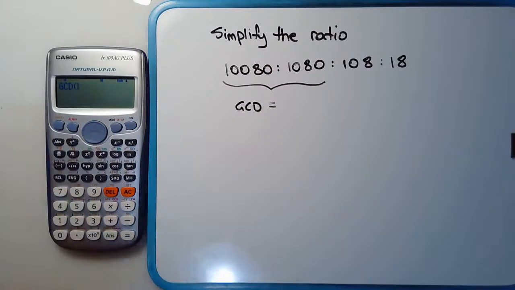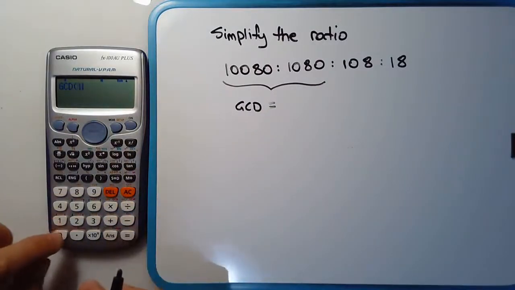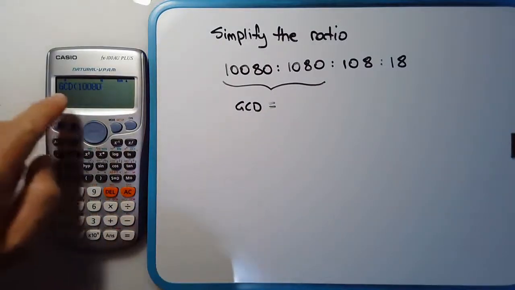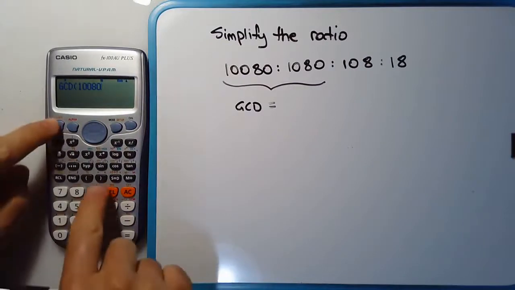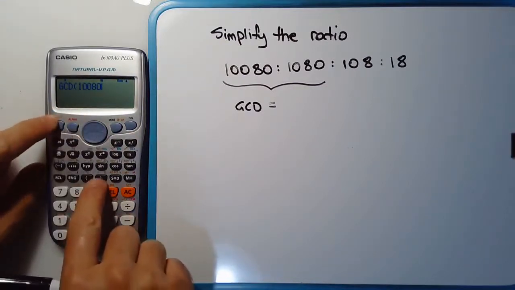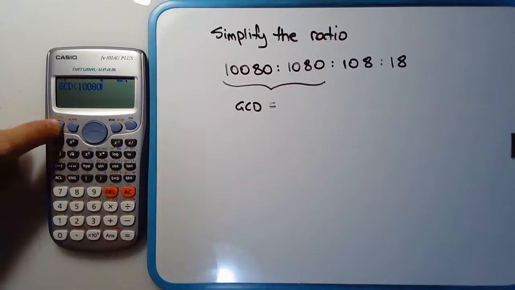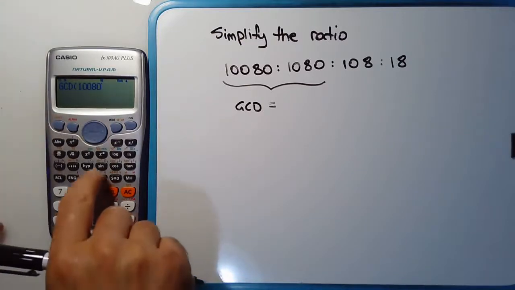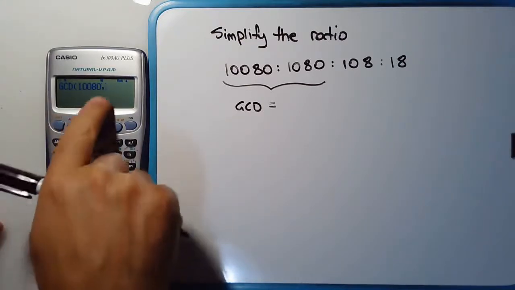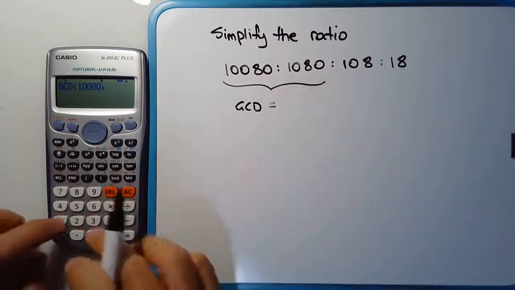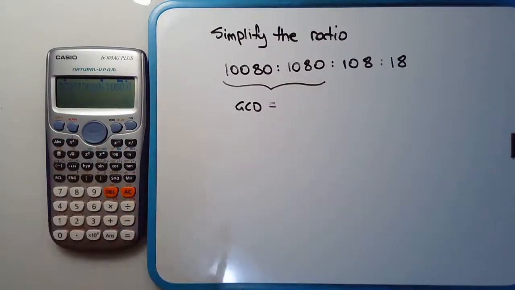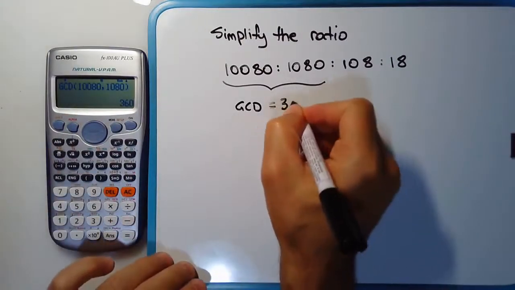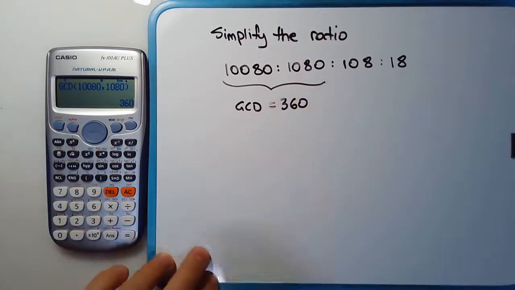Let's work out what that is. So we're going to enter in those 2 terms. So 10,080. Now we need to separate the two terms with a comma. So you press Shift and closing bracket there, so a little comma will appear, and then 1,080 and close bracket. And then we get 360 for the first 2 terms.